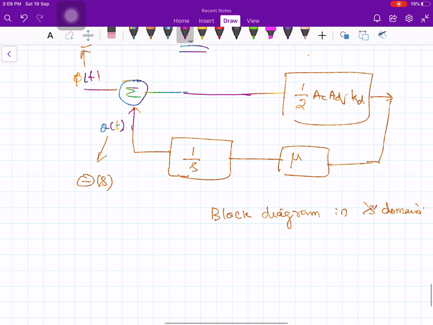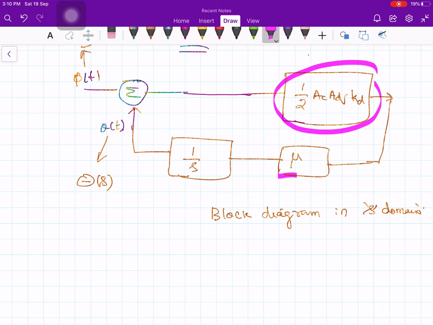So you only have the next stage, which is the gain 1 by 2 times AC times AV times KD. Okay, and followed by the loop filter and followed by the amplifier. And let me call it again mu for your amplification and followed by the integrator.